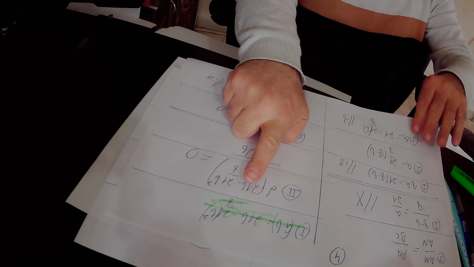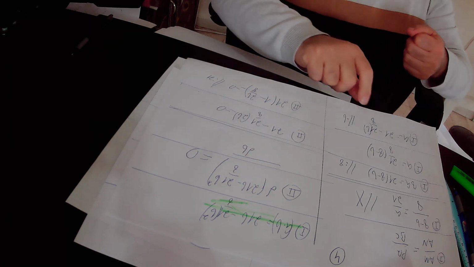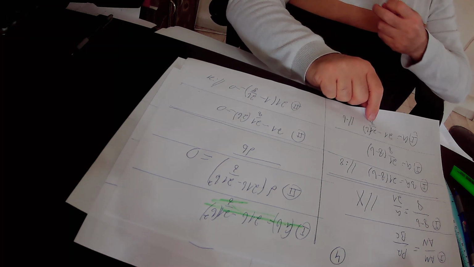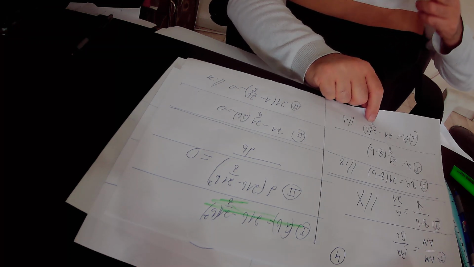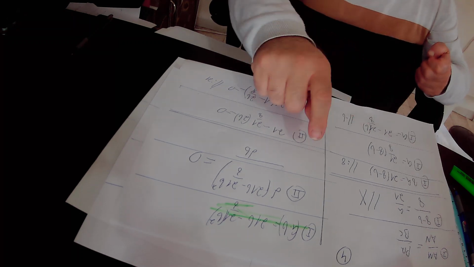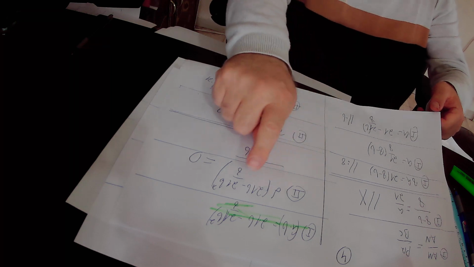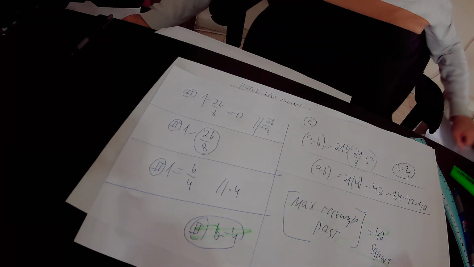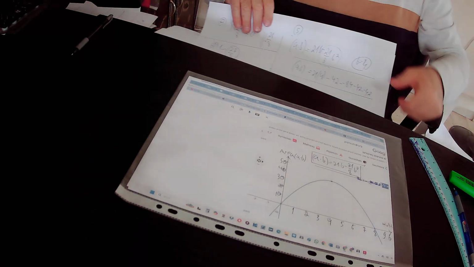Now we have to determine whether the extreme point b equals 4 is a minimum extreme point or maximum extreme point. In order to determine it, we draw the function area of rectangle PQST. Actually, this is the function area of rectangle PQST.